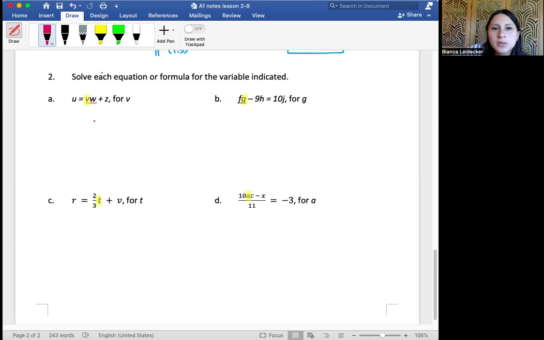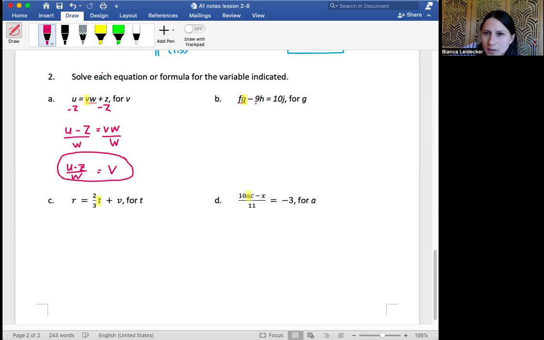So to undo the problem, I'm going to subtract v on both sides. U minus v equals vw. To get v by itself, I have to divide by w. And my final equation is that u minus v over w equals v. That's it.